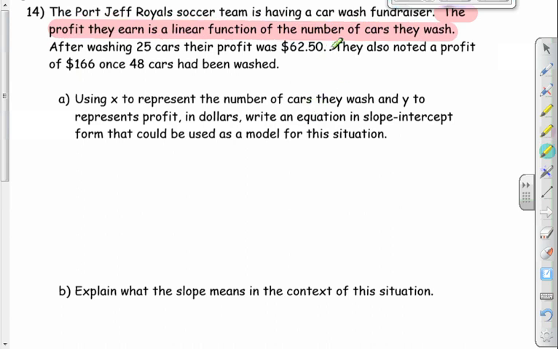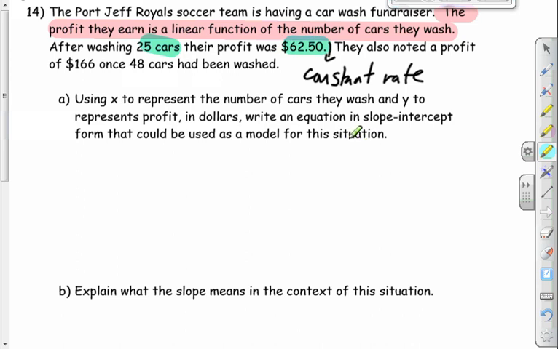This is important because it signifies to us that the profit is increasing at a constant rate. And functions that increase at a constant rate are linear and therefore have slope. So if we can somehow determine that slope, then we'll be able to come up with an equation that would model this car wash.